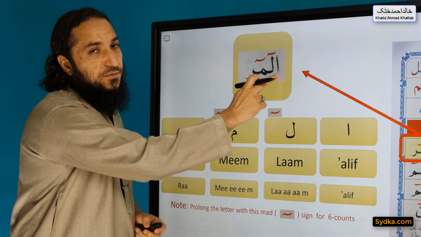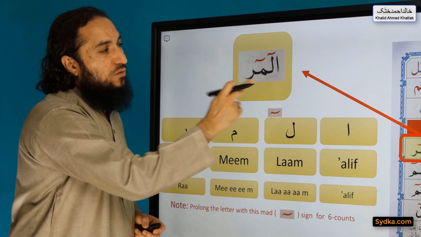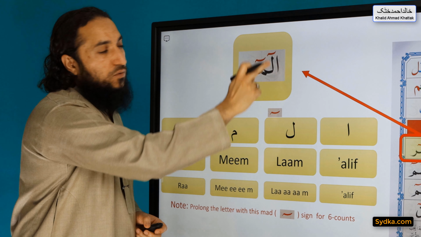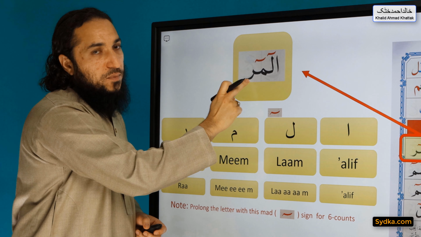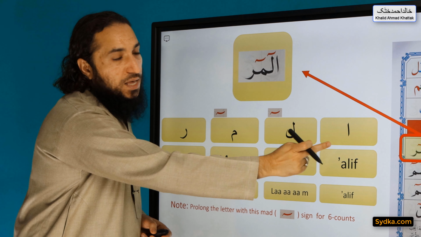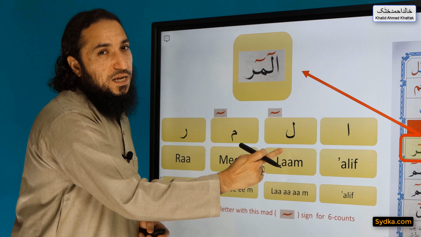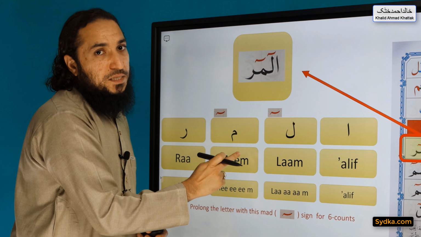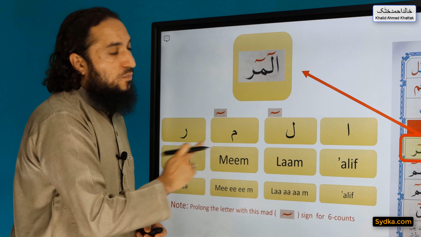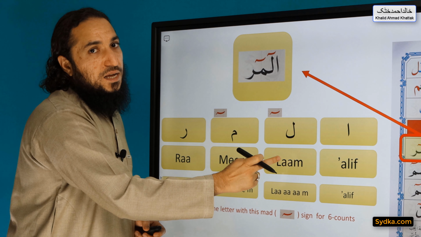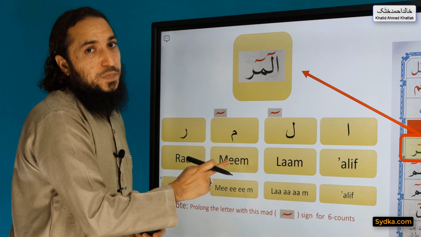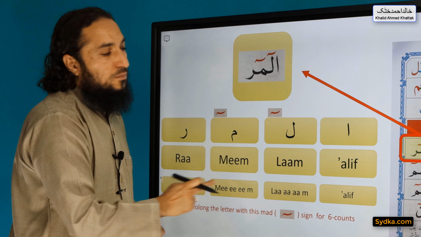So in this one, alif has no mad, 1 count. Lam has got mad, 6 counts. Mim has got mad, 6 counts, and ra hasn't got mad, so 2 counts. Alif lam mim ra. Alif lam mim ra.